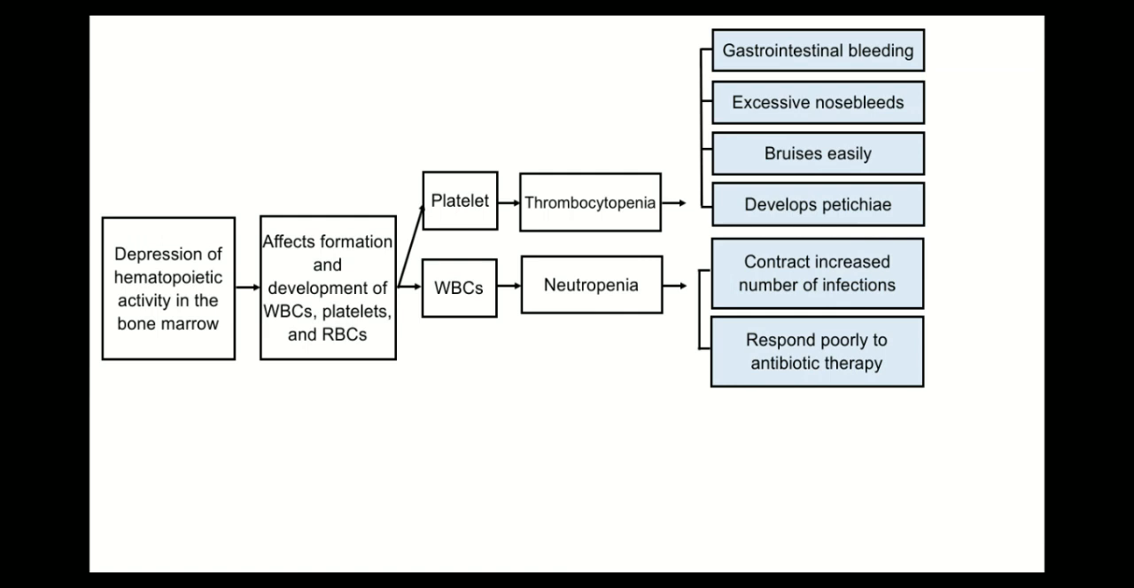Because if there are only few white blood cells, there is little protection from certain pathogens, because white blood cells act as kind of like guards against certain pathogens. So the child with aplastic anemia and decreased white blood cells is susceptible to infection, and also he or she will respond poorly to antibiotic therapy.